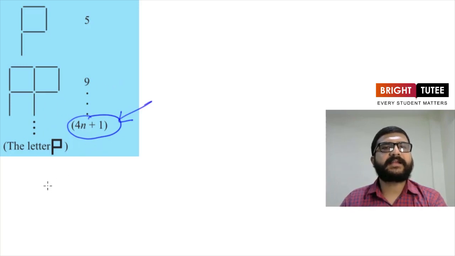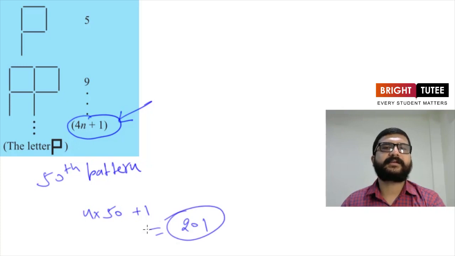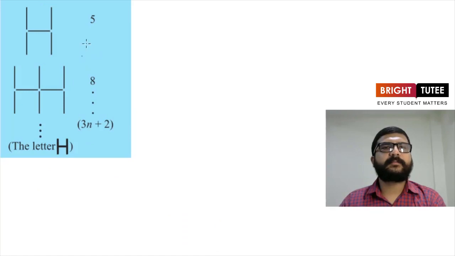Now suppose we have to tell the number of line segments in the 50th pattern. In the first one it is 5, that is 4 into 1 plus 1. For the second one it is 4 into 2 plus 1. So for the 50th it will be 4 into 50 plus 1. 4 into 50 is 200, 200 plus 1, this is 201. So by doing this we can get the number of line segments required for the nth pattern or for any number of the pattern. Now let's try one more pattern.